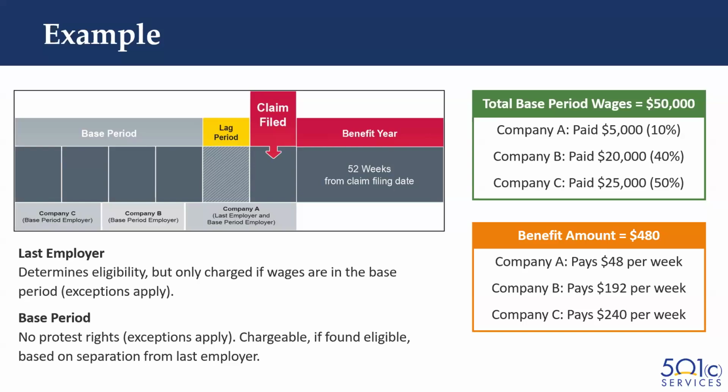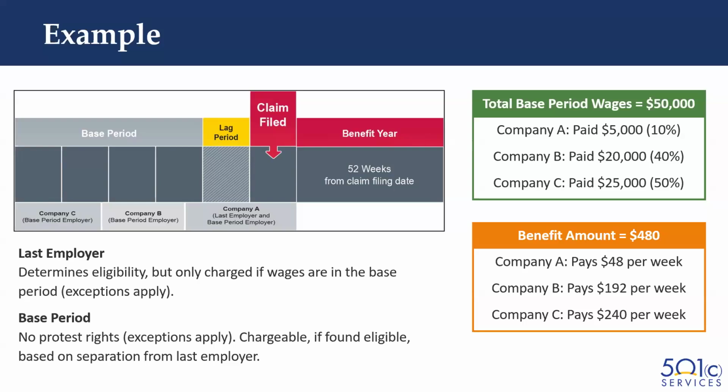So company A is going to receive a last employer claim, and this claim is the one that's used to determine an individual's eligibility based on their most recent separation. This employer will also receive a base period notice because they have wages in the base period. So the base period notice will address their financial liability. Now, companies B and C are only going to receive a base period notice letting them know that they have liability and will be charged their share if the claimant is found eligible based on their reason for separation from the most recent employer. In most states, if you're the base period employer only, those claims are not protestable, no matter why they left your company.